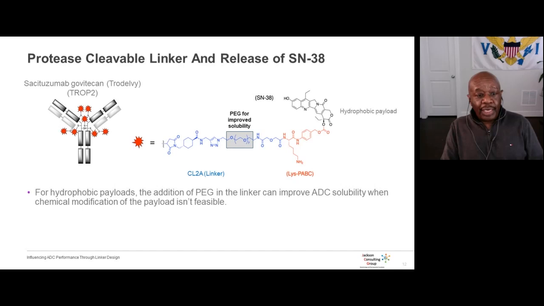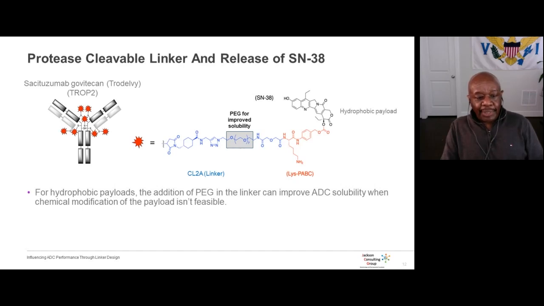Moving forward, as the ADCs develop, the chemistry associated with developing the ADCs in the linker becomes a little bit more intricate. And I'm showing you here an ADC against TROP2 using the SN38 topoisomerase inhibitor payload. The linker here is CL2A, but you notice here that you begin to see the incorporation of PEG solubilizing groups because of the hydrophobic nature of the payload. You have to add this because you want to increase your solubility.